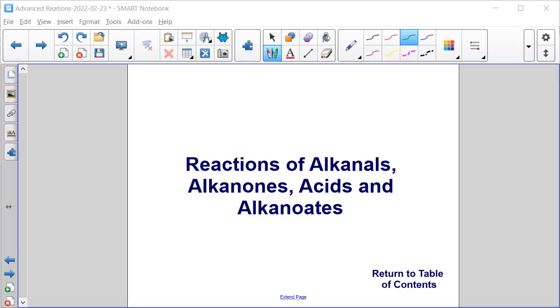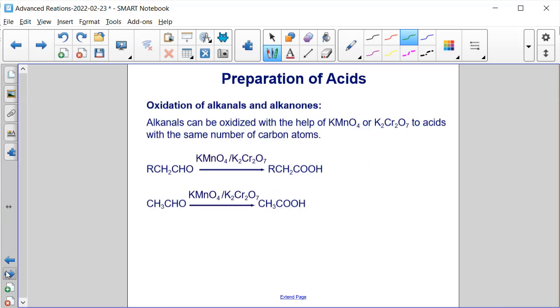All right, in this final section of this advanced organic reactions unit, we're going to discuss reactions of alkanals, alkanones, acids, and alkanoates. Let's start with the preparation of acids from alkanals and alkanones through oxidation. Alkanals can be oxidized with the help of potassium permanganate, KMnO4, or K2Cr2O7 to acids with the same number of carbon atoms.